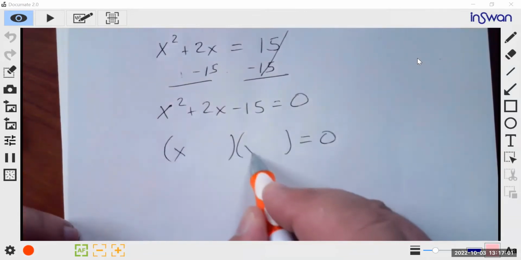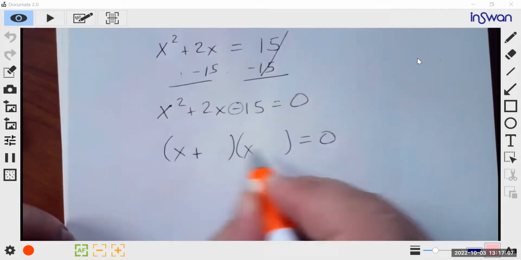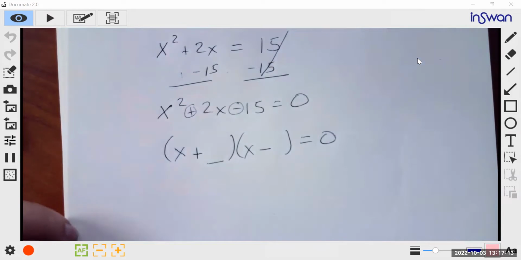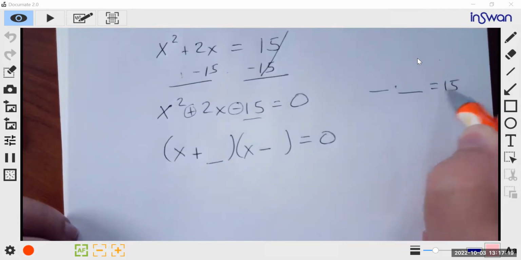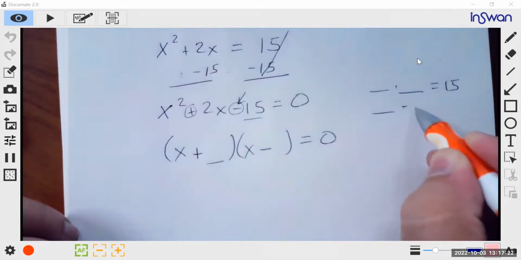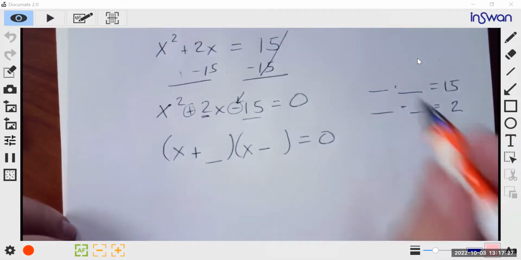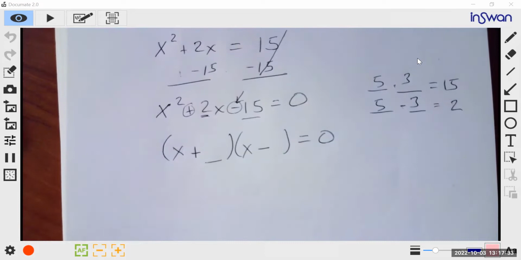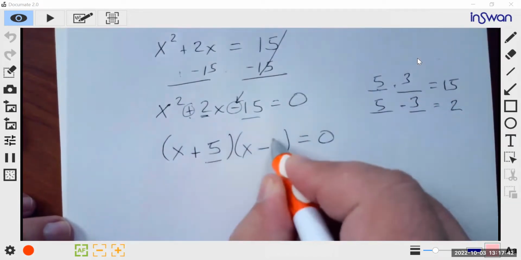So they're both x's. The second sign's a minus. That means what? They're opposite signs. And the bigger number goes where? The bigger number goes in the positive. So what times what equals 15? When I subtract them, it equals 2. 5 times 3, 5 minus 3. That is the hardest part right there, figuring out those numbers. We have to do a lot of calculations there. So 5 is bigger, so it's positive. 3 is smaller, so it goes there.